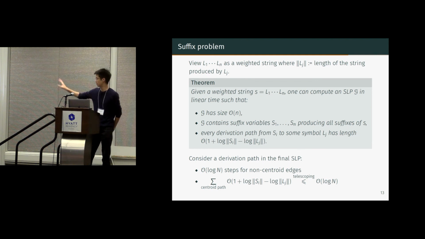So this is basically the main theorem that we need to show, and as I said, this is some kind of weighted version of the prefix sum algorithm.